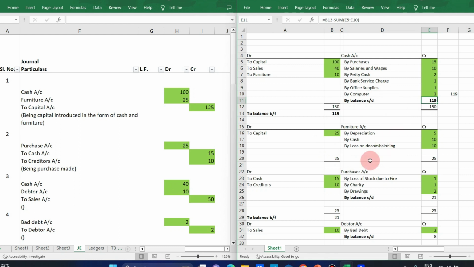The same process is followed for all the ledger accounts. You can see if something is balanced on both sides, then there will be no balance, which means that the ledger does not have any balance. It is a zero balance account. The same process will have to be followed for all the ledgers, and ultimately then you can close down and move to the next process.